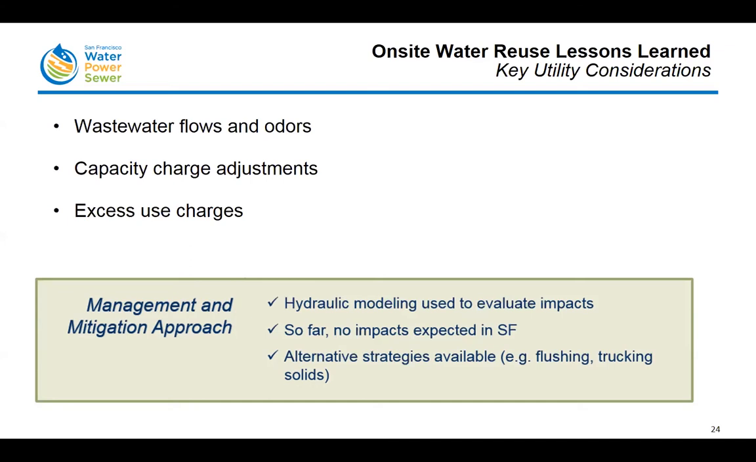Some of the other things that we've learned include capacity charge adjustments. We charge a one-time capacity charge fee to hook up to our municipal water and sewer systems. We recognize that buildings that have these on-site systems are not using 100% capacity of our municipal infrastructure. So we give capacity charge adjustments to projects with these on-site systems, and that can be pretty significant financial savings, $30,000, for example.